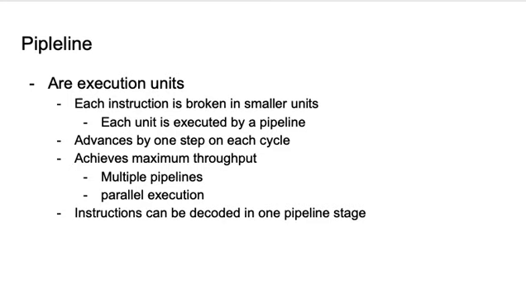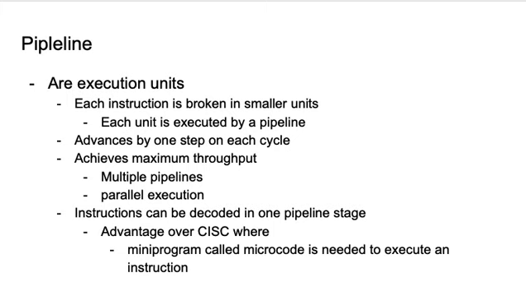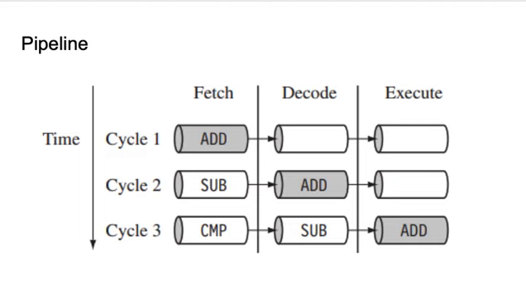Instructions are decoded at one pipeline stage, which is an advantage in RISC, whereas in CISC there is a need of a mini program called microcode to execute an instruction. Pictorially, one can see that in a pipeline, different stages like fetch, decode, and execute can be executed in parallel by multiple pipelines.